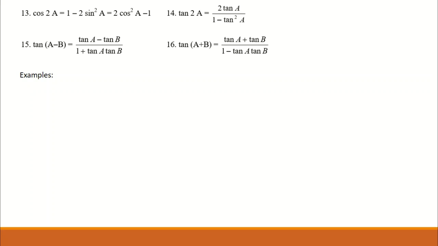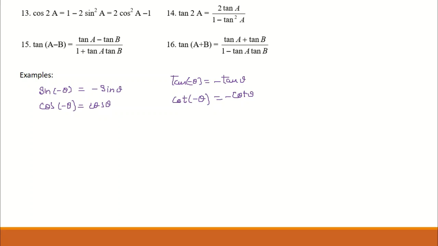Before moving ahead, let me tell you some relations. Sine of minus theta will be equal to minus sine theta, cos of minus theta will be equal to cos theta itself, tan of minus theta is equal to minus tan theta, cot of minus theta will be equal to minus cot theta, sec of minus theta is equal to sec theta, and cosec of minus theta is equal to minus cosec theta. These will be very helpful to you.